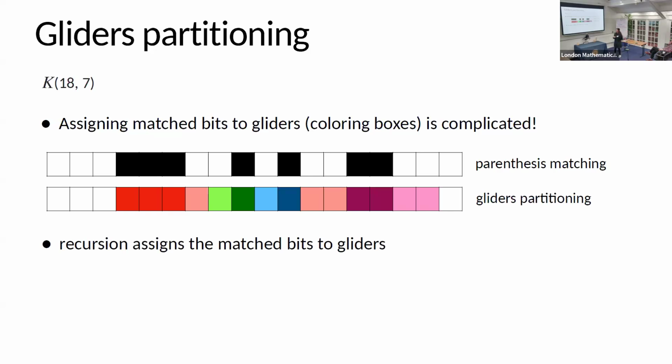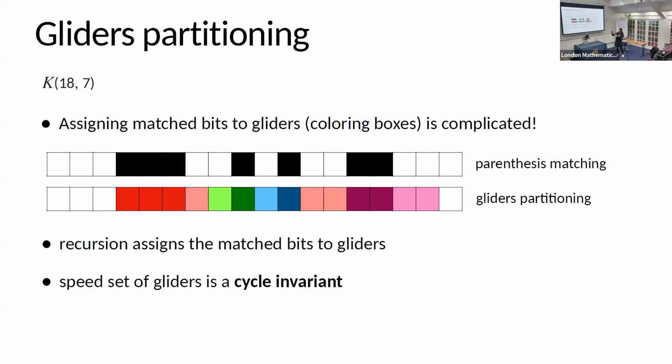So there is an internal recursion going on here, which actually assigns the match bits to gliders. But for now, you assume that there is a process that can assign the bits to the gliders in a nicer way. Okay, so why did we take so much effort to introduce this dynamic quantity called glider?